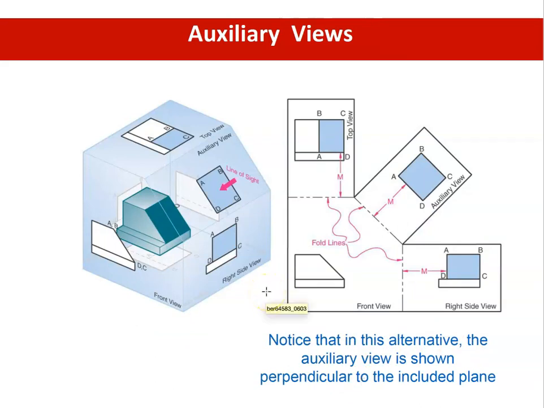So how do you construct an auxiliary view? You can imagine this is your line of sight. You're looking directly at the inclined plane, and you construct a plane that is perpendicular to your inclined plane. If you look at this side and this side, this is 90 degrees, it is perpendicular. Look at my cursor, this line and this line are perpendicular to each other. They make 90 degrees. So it has to be 90 degrees to your inclined plane.